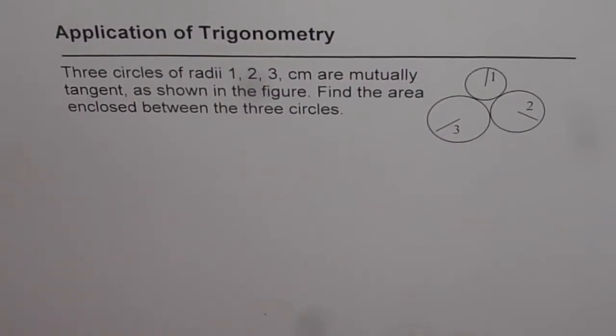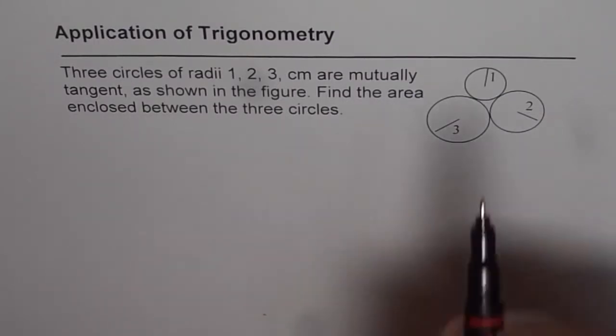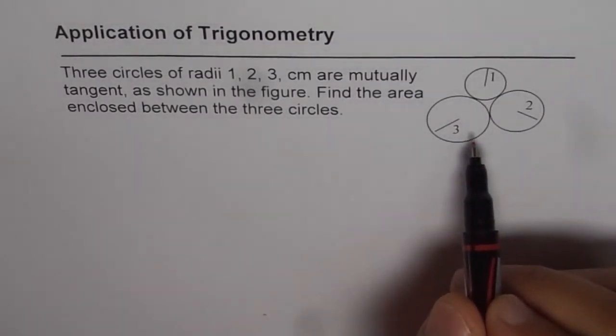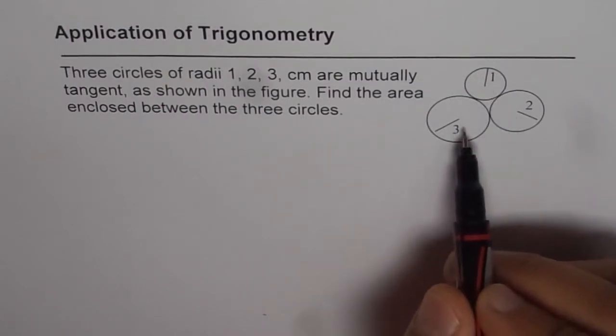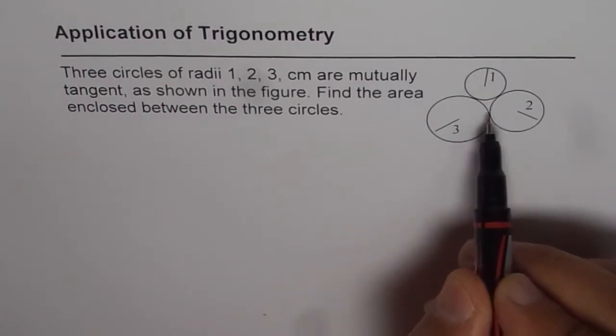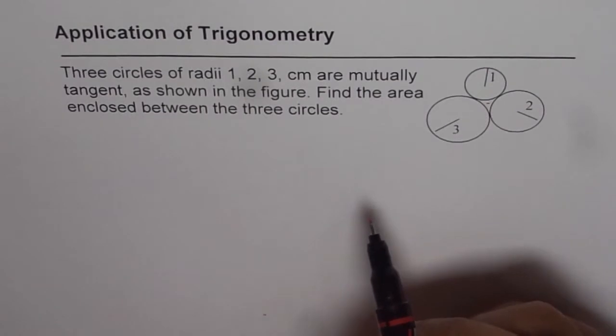Application of trigonometry. Here we have a very interesting question. It says, three circles of radii 1, 2 and 3 centimeter are mutually tangent as shown in the figure. Find the area enclosed between the three circles. So these are the three circles. Their radius is 1, 2 and 3. And we need to figure out what is the area of this space in between.